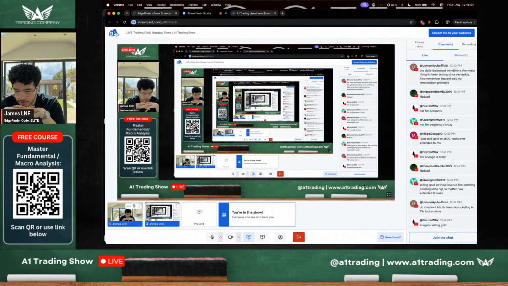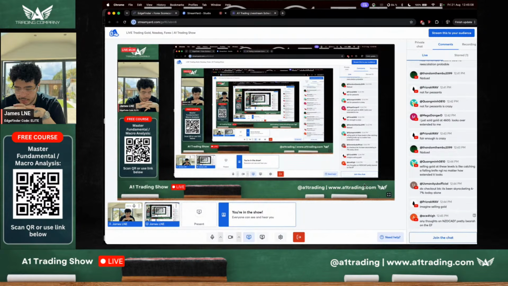So selling gold at these levels is like catching a falling knife. Not gonna lie, no matter how extended it looks. I somewhat agree, but I also don't agree at the same time. I don't like to do that. I get why I get the falling knife analogy. I would tell most traders to avoid it, or I would suggest most traders avoid trying to do it.